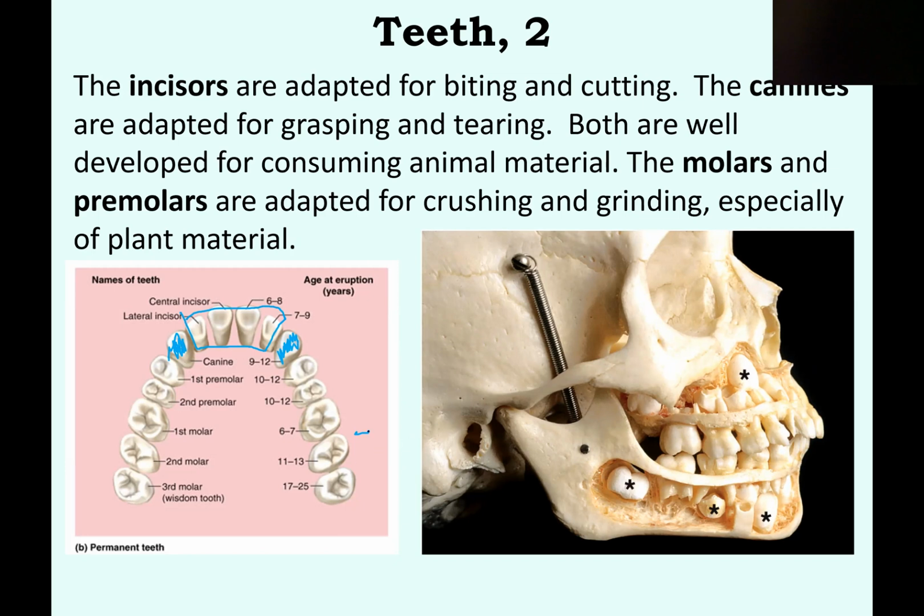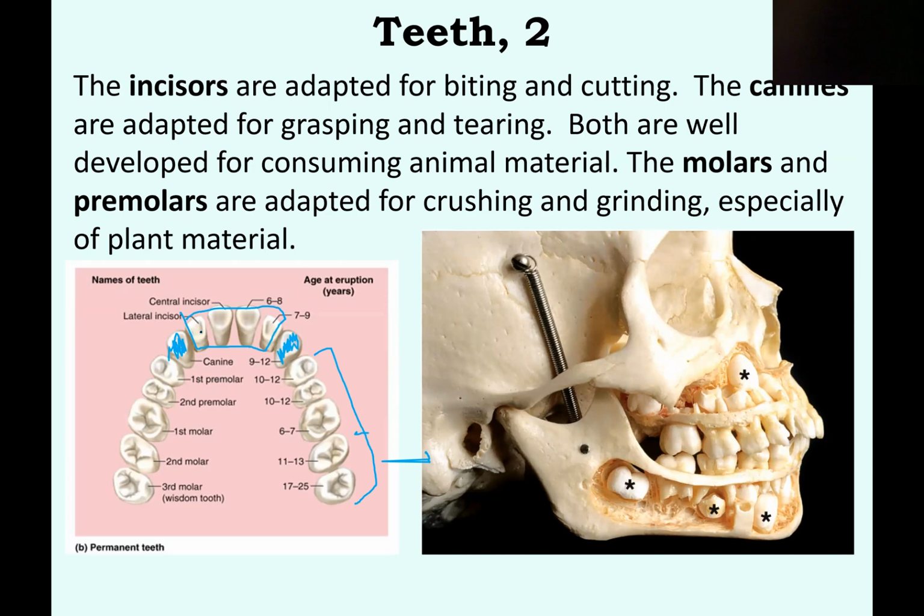The molars and premolars are wider, flatter. They're adapted for crushing and grinding, and that would be for consuming plant material. So we have well-developed both groups. So that's why we're what they call omnivores, because we eat both plants and animals.